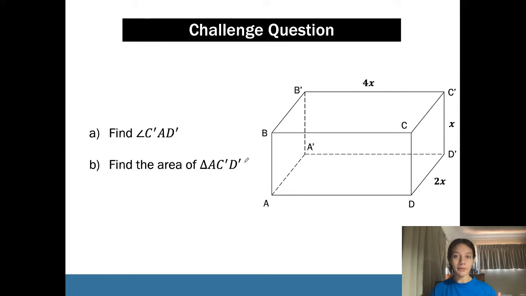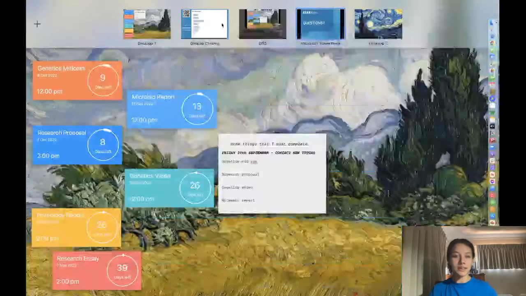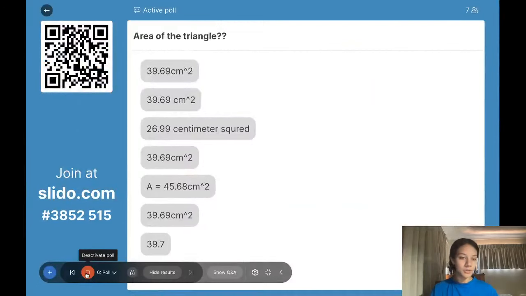So what I'm going to leave you guys with for the break, if anyone is interested, is this challenge question. I'll leave that up over the break, but before we get into that, I'm going to deactivate that poll.